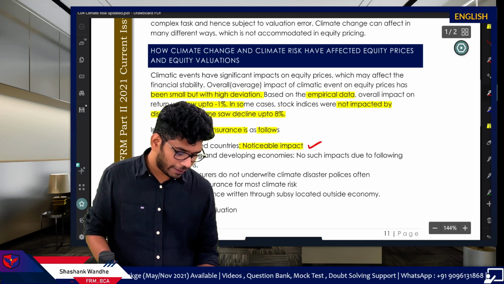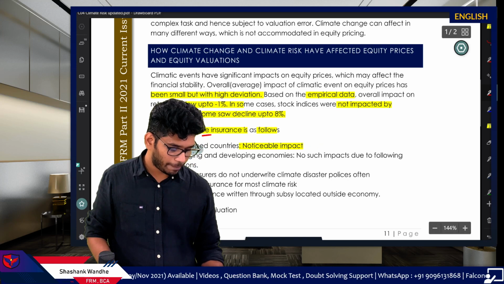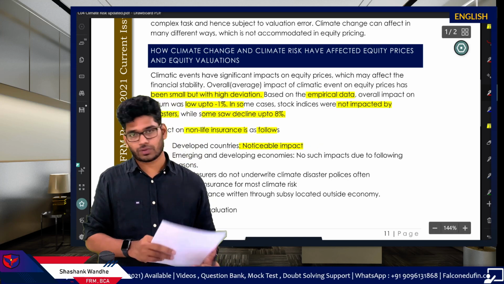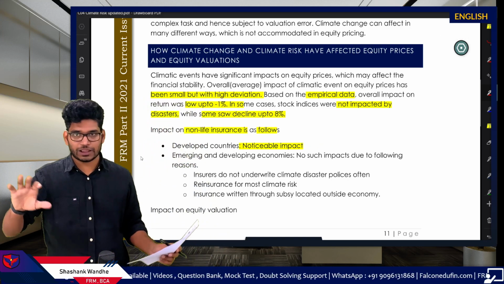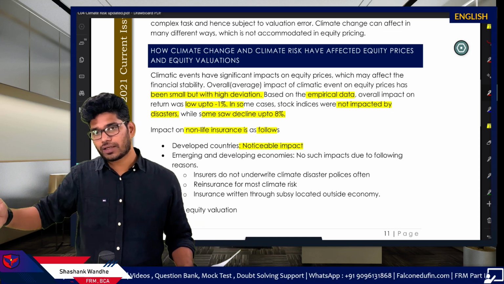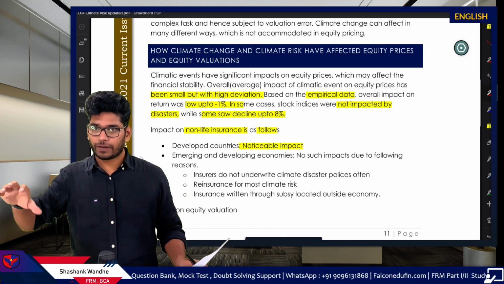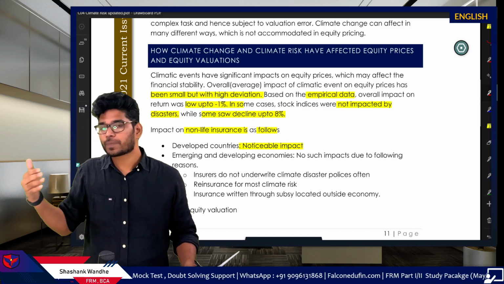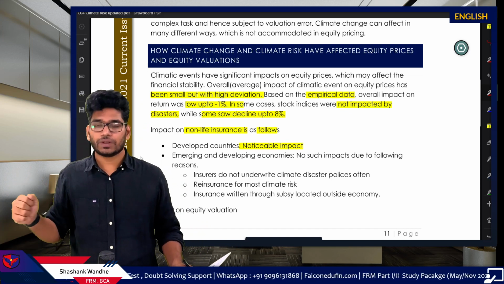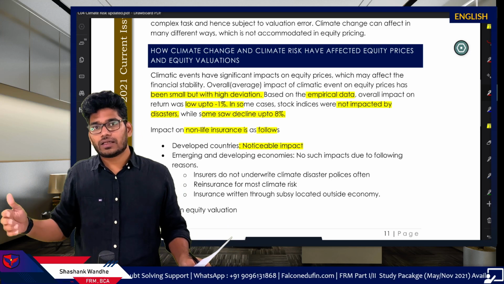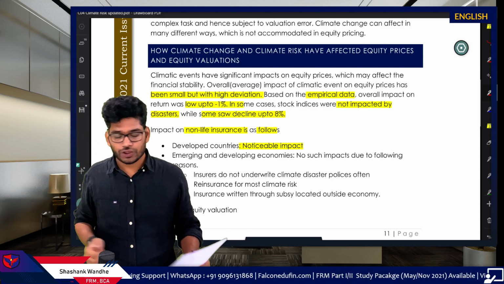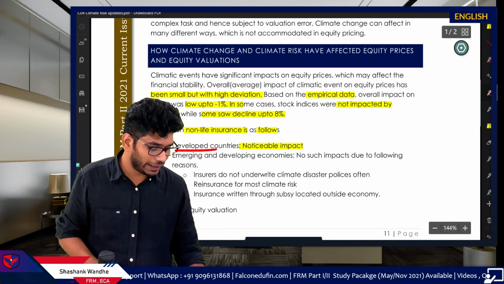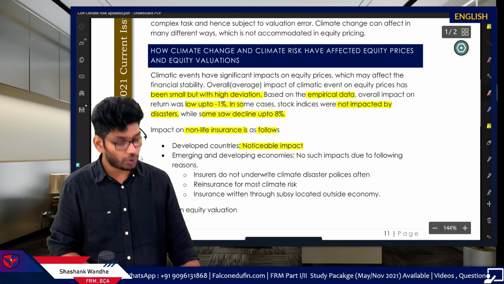First, in developed countries, there is a noticeable impact. The link is very simple. If a natural disaster occurs, then the insured will face losses, and the insurer has to provide for the claims, right? And this will result in lower valuation for that insurer. But this happened only in the developed countries. So, noticeable impact.